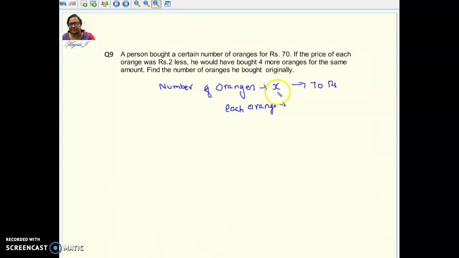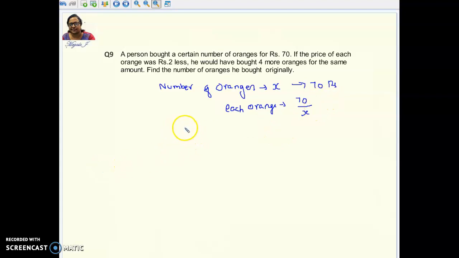You just have to see which one you're going to divide. In case I say there are 2 oranges costing 70, you know that 1 orange will cost only 35. If there are 10 oranges costing 70, then each will cost 7. You get that only when you divide the total amount by the quantity. The total amount by quantity will give you the rate of each orange.